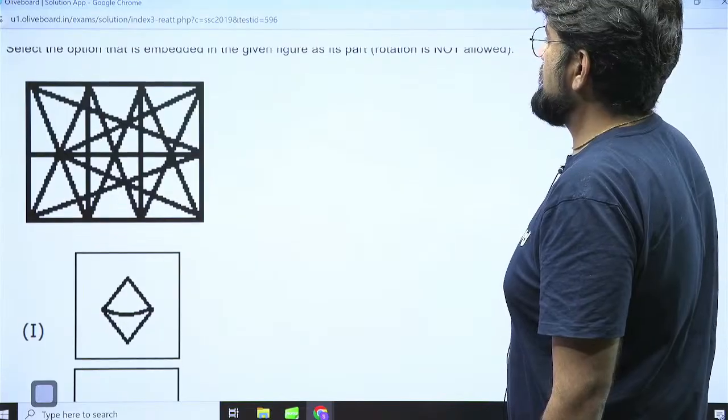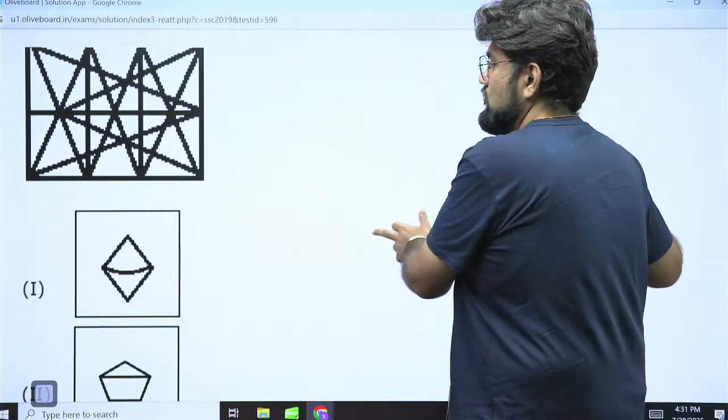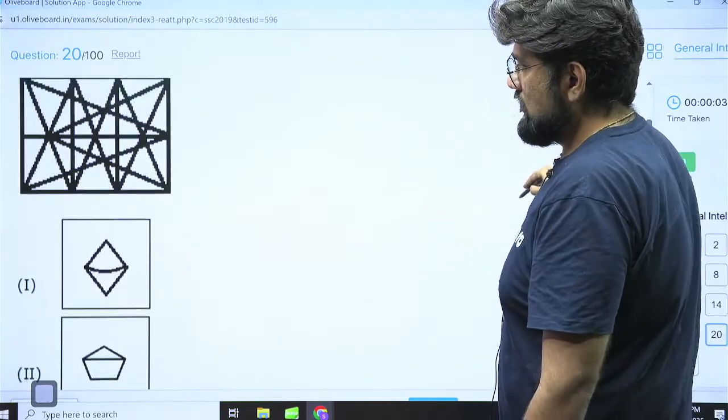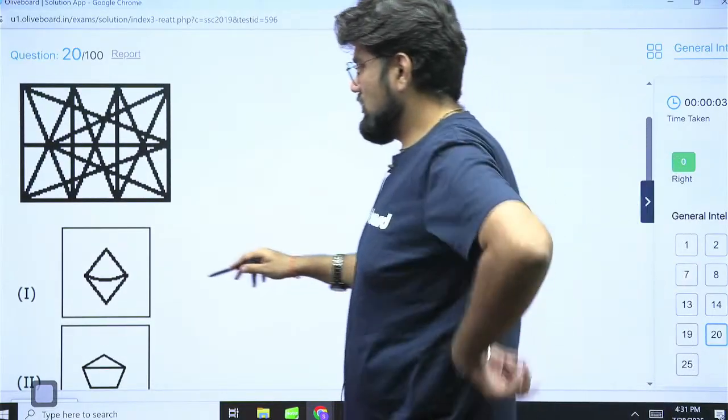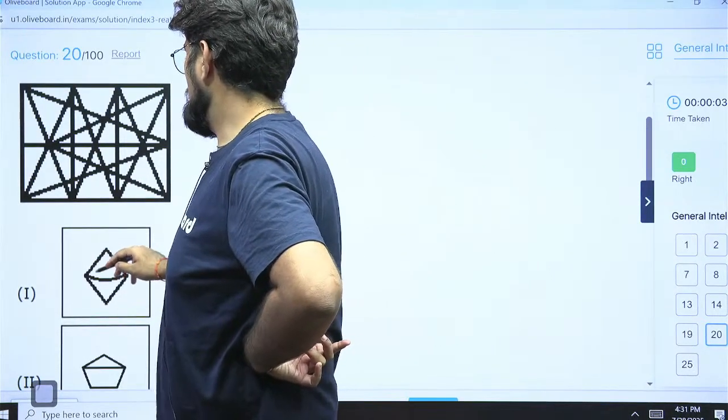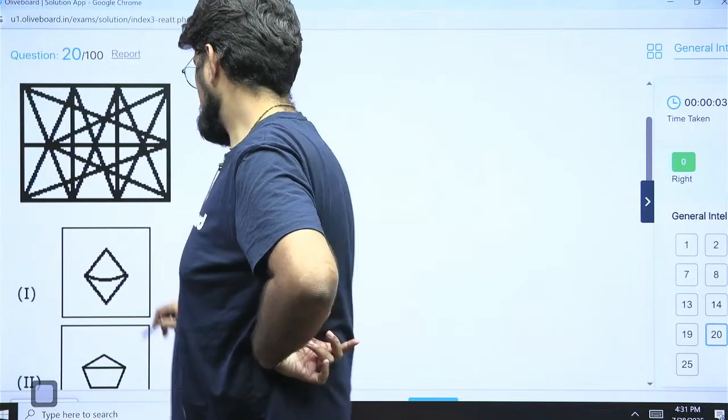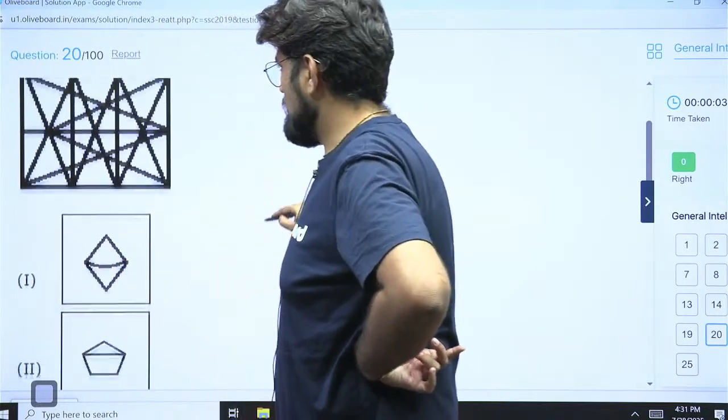Option that is embedded in the given figure as its part. Okay, I'll have to show you the options in that case. No? Just look at all the answers. Can you see this anywhere? There is no curved line, no? This is a curved line, so this is incorrect. 1 is not there.